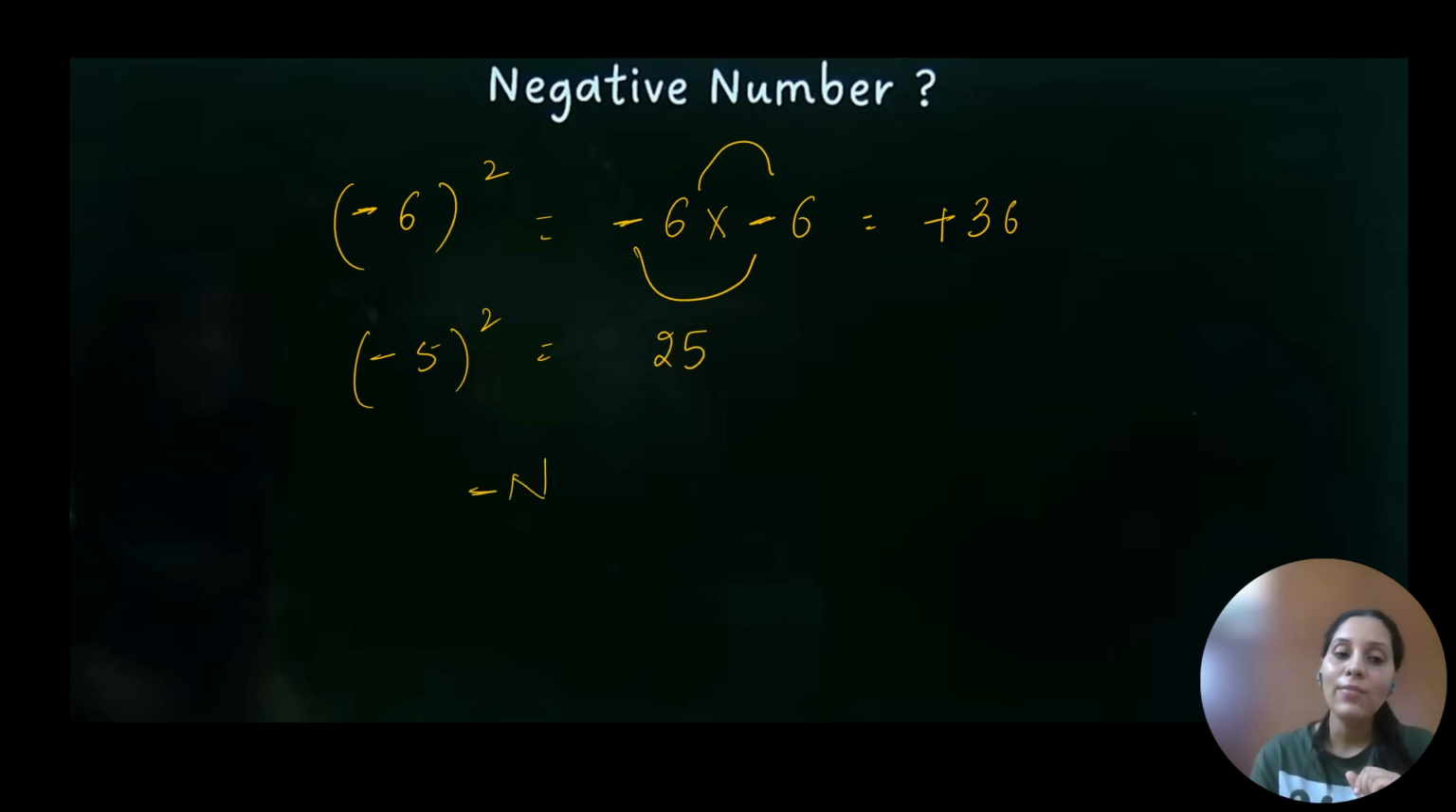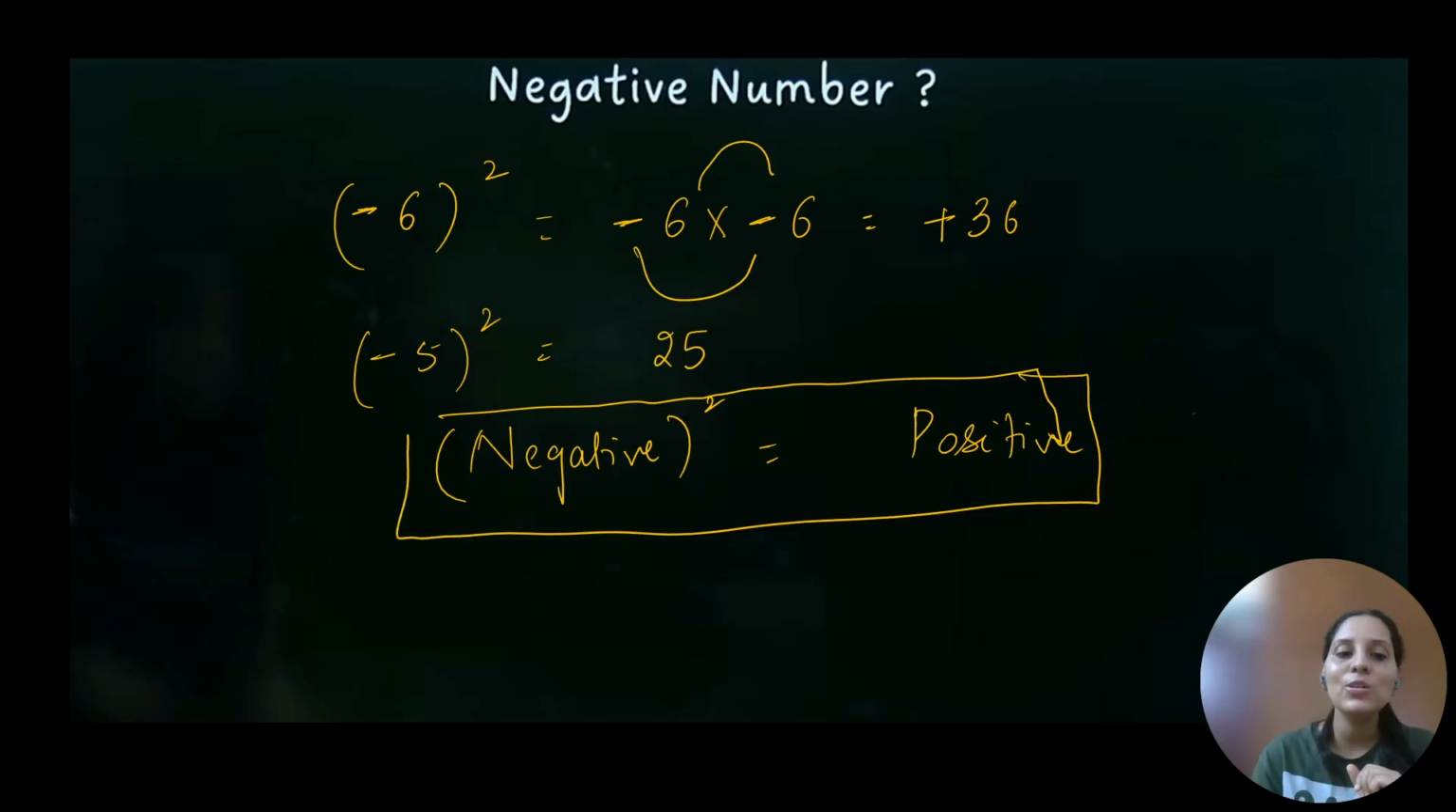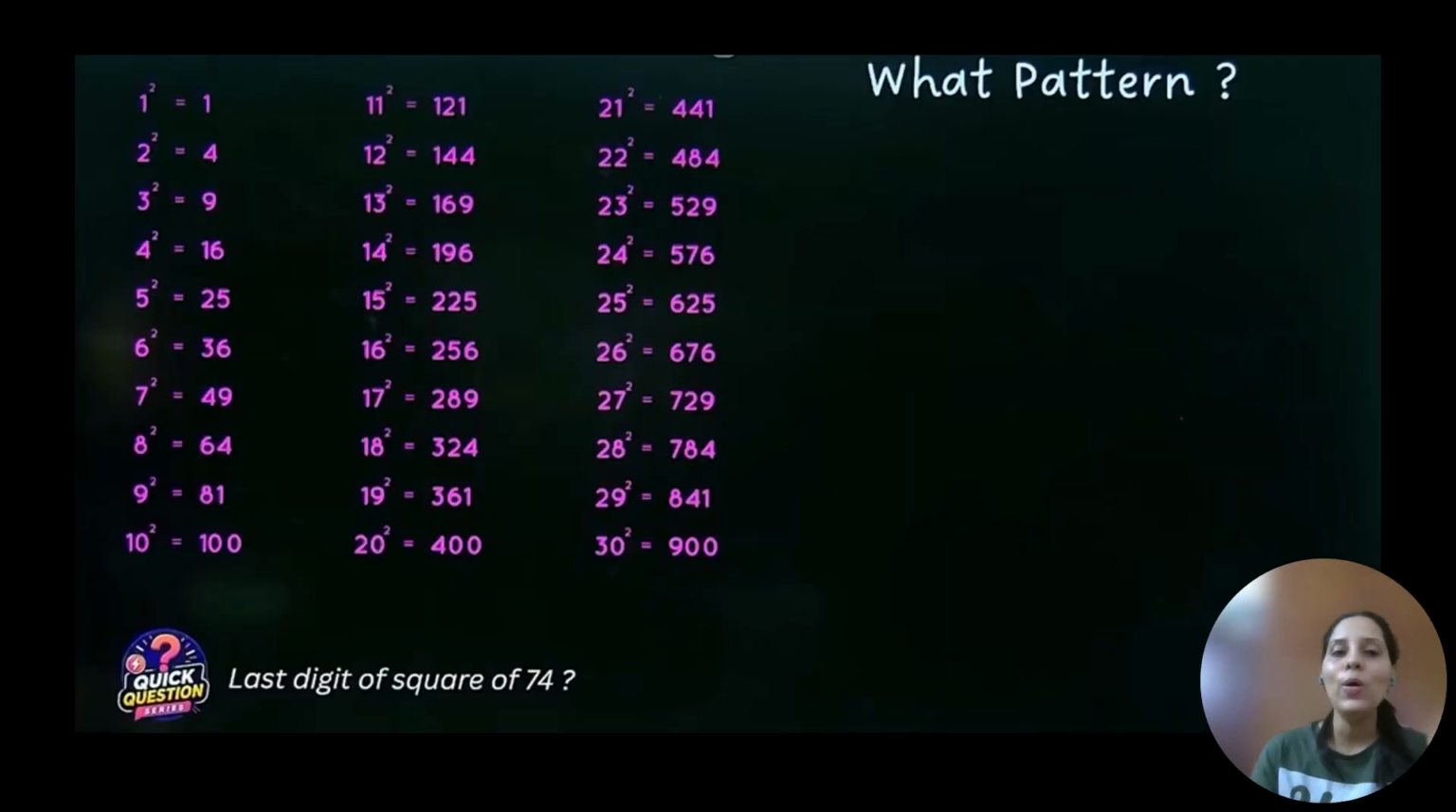So whenever you are finding the square of a negative number, the result is always positive. You need to know this. The result is always positive. So, in short, if the power is an even number, let's say 2, power 4, power 6, power 8, if the power is even, the negative becomes positive. All right? Okay, moving on.